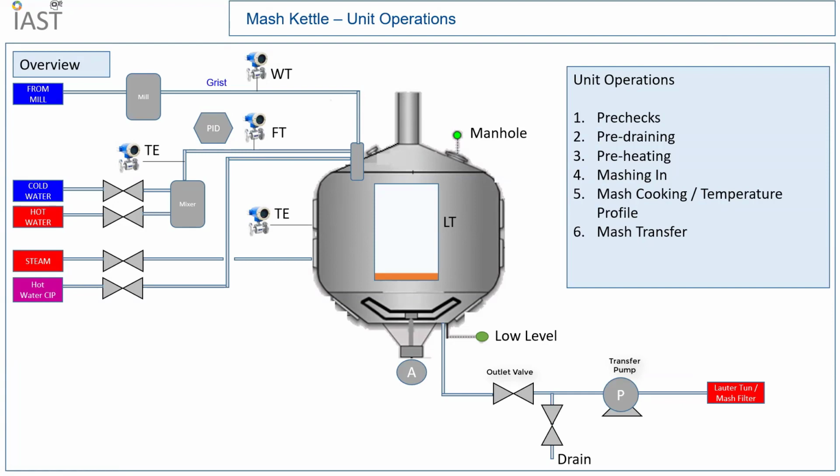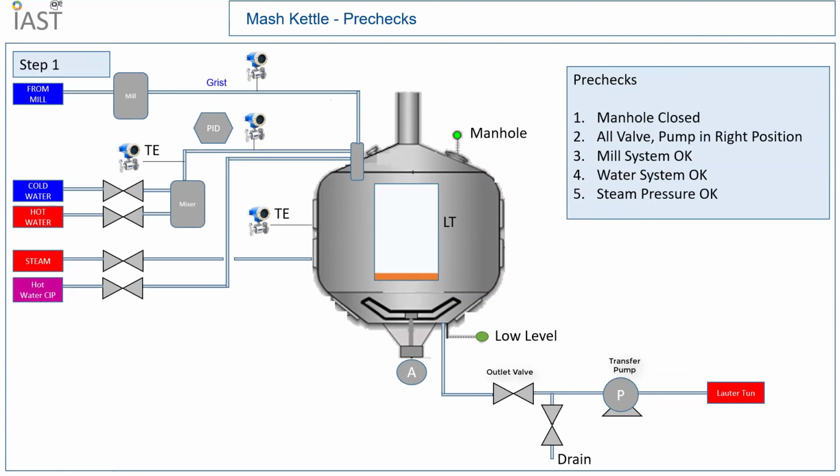So let's move ahead and see each operation with the animation. The first stage is the pre-checks. Whenever we start the sequence, we check whether the manhole is closed. We also check whether all the control modules, like all the valves and pumps, are in the right position, and there is no fault in the system.